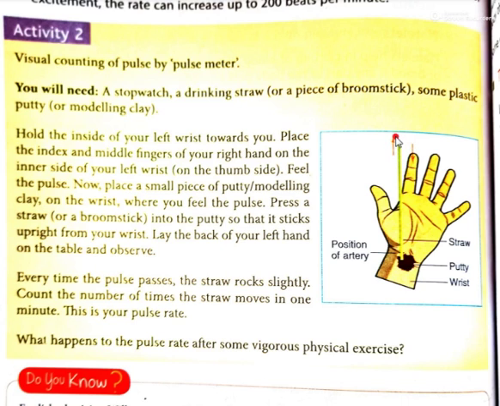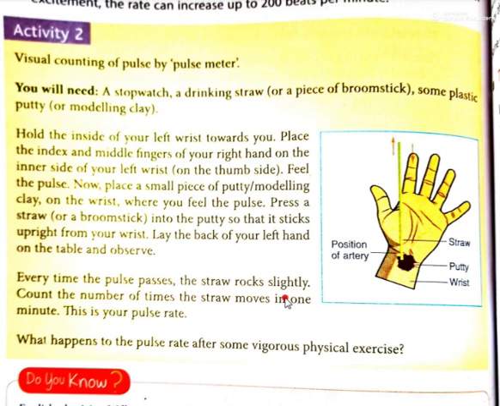Sometimes it is going up, down, up, down. This is due to the flowing of blood in the artery. At contraction, the pressure is high. At relaxation, the pressure is comparatively low. And that's why there is a kind of up and down movement, and it can be seen with the help of this straw.